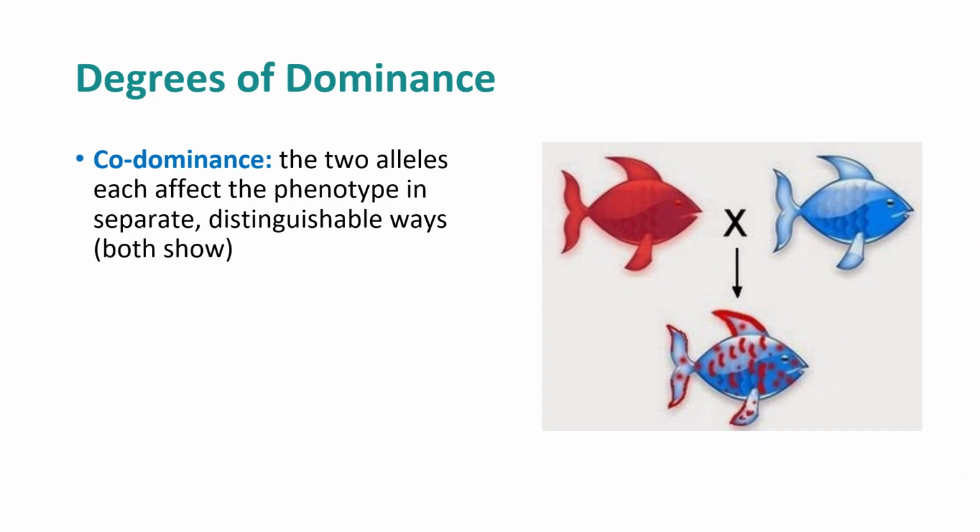So this is different than incomplete dominance. Incomplete dominance is where you have that in-between stage, for example, red and white combining to make pink. And here we have codominance, where both of them are still showing up.